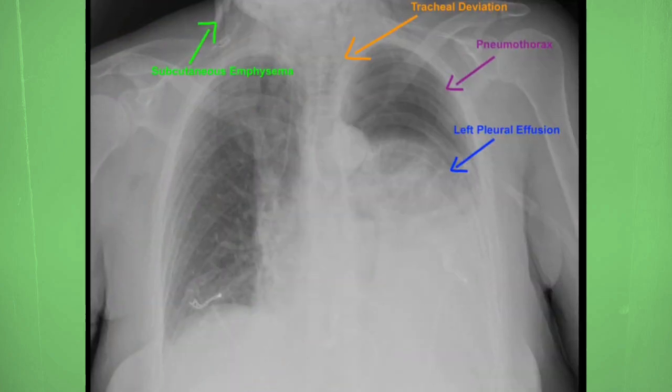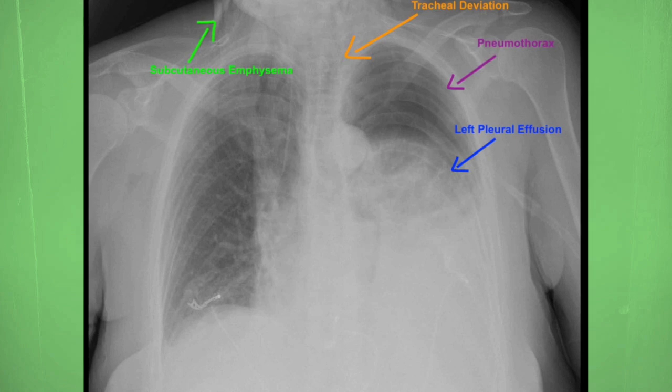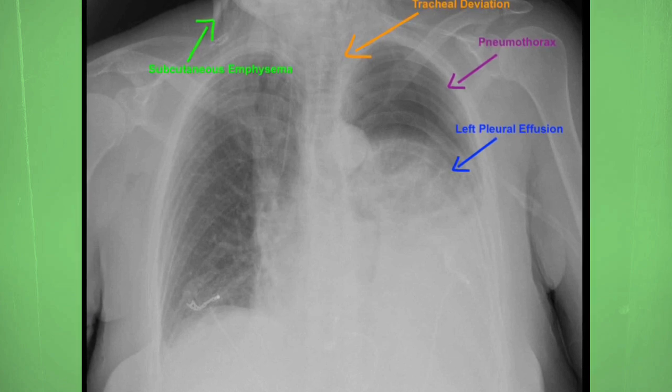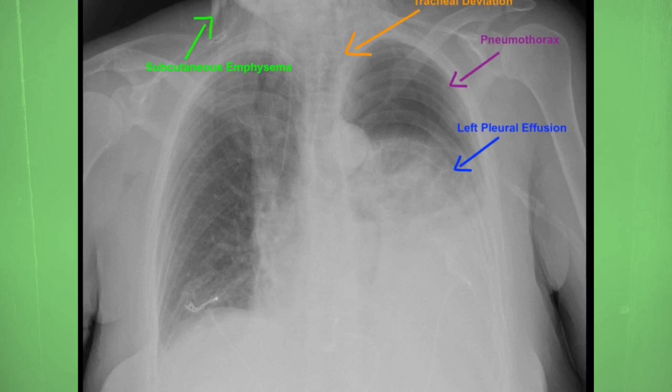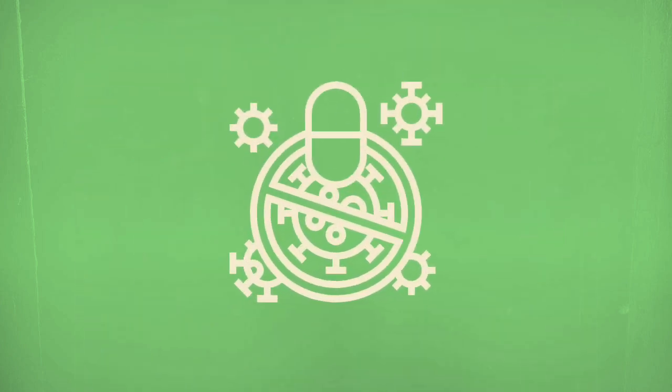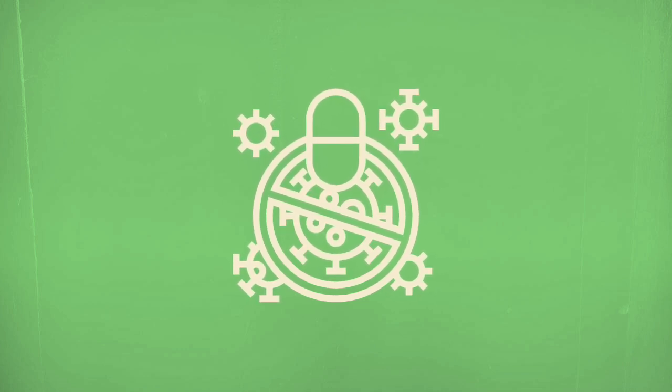Diagnosis is clinical, but can be supported by chest X-ray, which typically demonstrates either pneumothorax or pneumomediastinum, left pleural effusion, and subcutaneous emphysema, as shown here. Treatment is broad-spectrum antibiotics and emergency surgery.